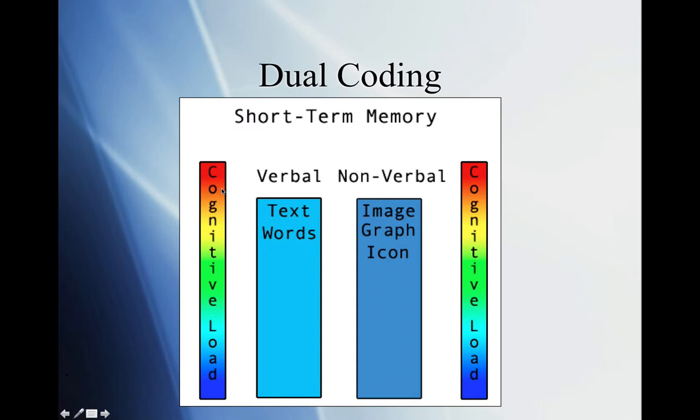So basically what dual coding says is that our memory is comprised of two processing channels. Our short-term memory is comprised of a verbal channel, which processes text and words, and a nonverbal channel, which processes images, graphs, and icons. The point of this multimedia theory and cognitive load is that, if you imagine these are glasses, we can fill this verbal channel with so much water before it overflows, and the nonverbal channel as well. So if I was just giving someone text, I'm only utilizing half of what they can process. Whereas if I'm giving both verbal and nonverbal, they can process almost double that.